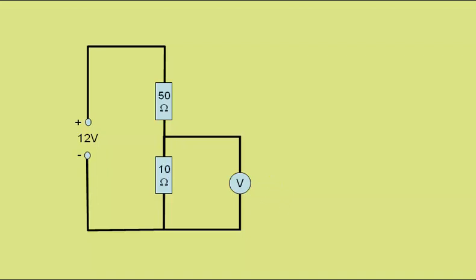Again swapping the resistors round, so we now have the 10 ohm resistor at the bottom, which takes 1/6 of the 12 volt supply. The voltmeter will now read 2 volts.